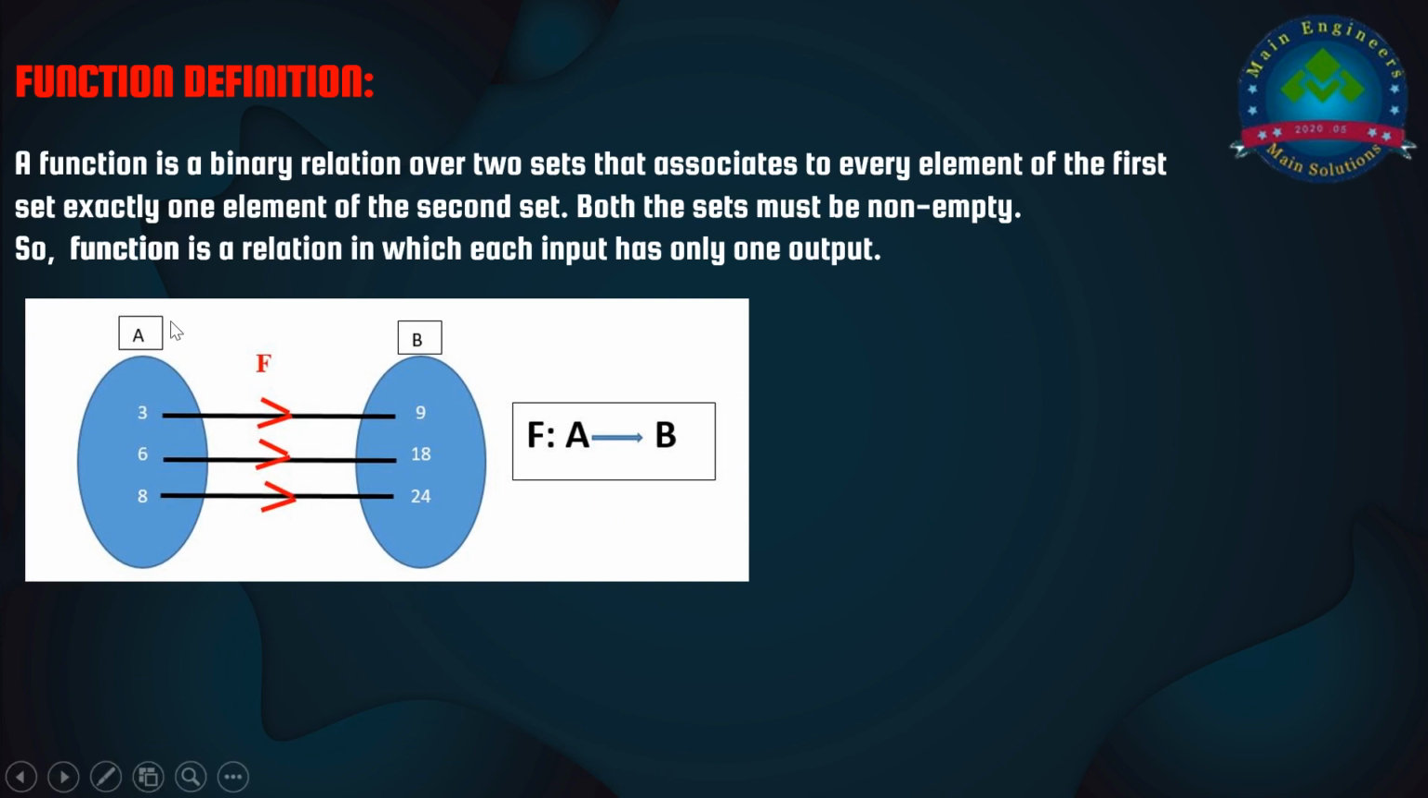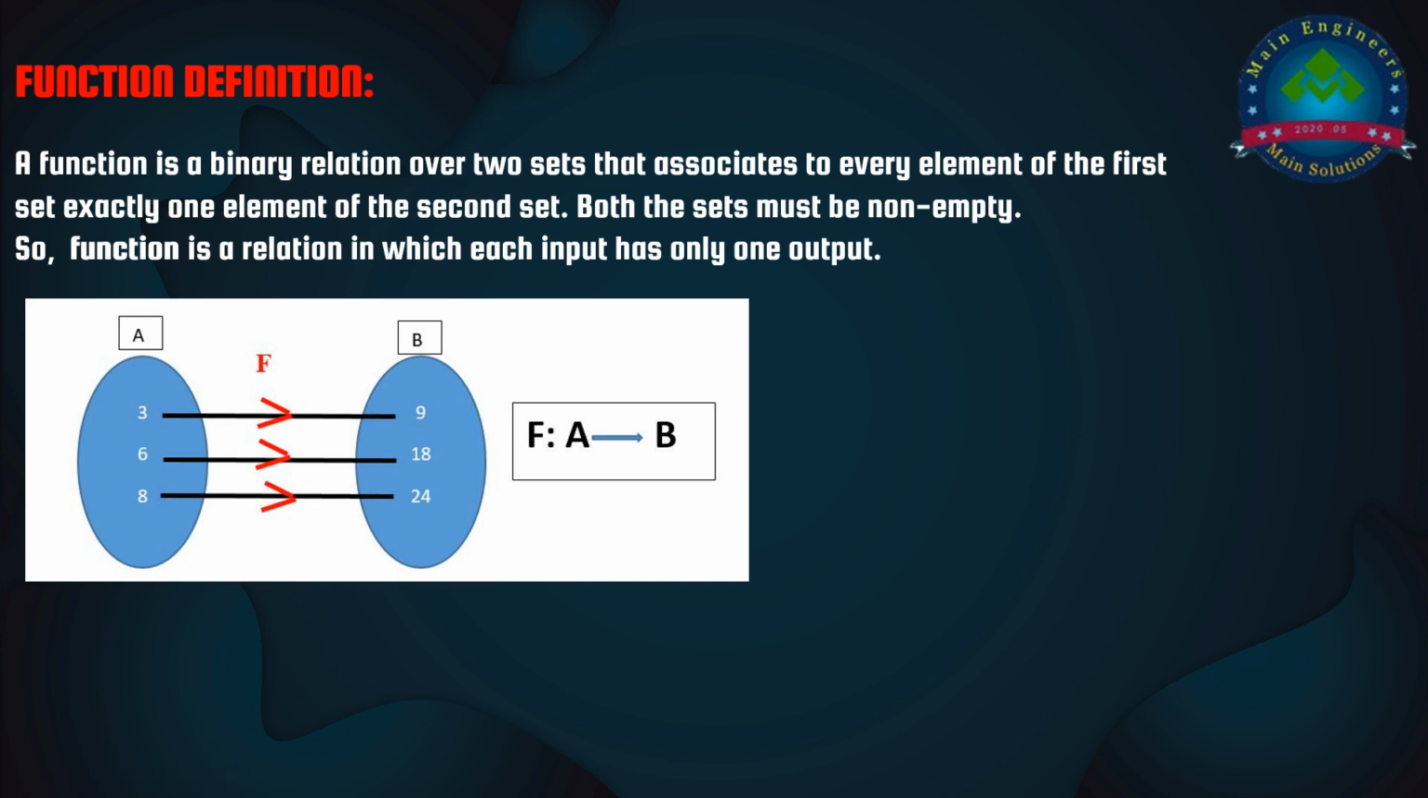Let's consider two sets, set A and set B. Set A has the members 3, 6 and 8. Set B has the members 9, 18 and 24. 3 is related to 9, 6 to 18, and 8 is paired with 24. So as we see, each element of set A has only one output in set B. So this is called a function.